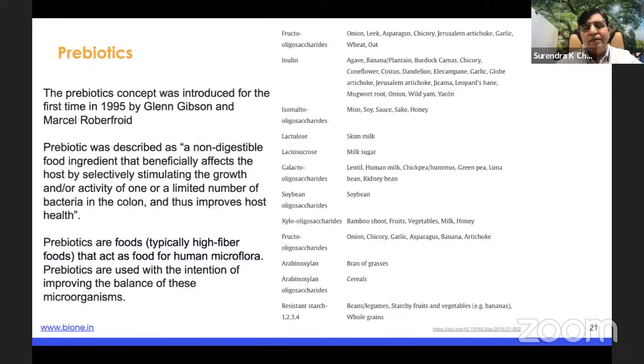Now, this prebiotic, as we discussed, is a concept which was introduced for the first time in 1995 by Glenn and Marcel. These prebiotics are described as non-digestible food ingredients. The source is a part of the food component which is non-digestible. It will be used by the microbiome to ferment and grow on, since it is not suitable for the human system to digest. And ultimately, they survive on that.